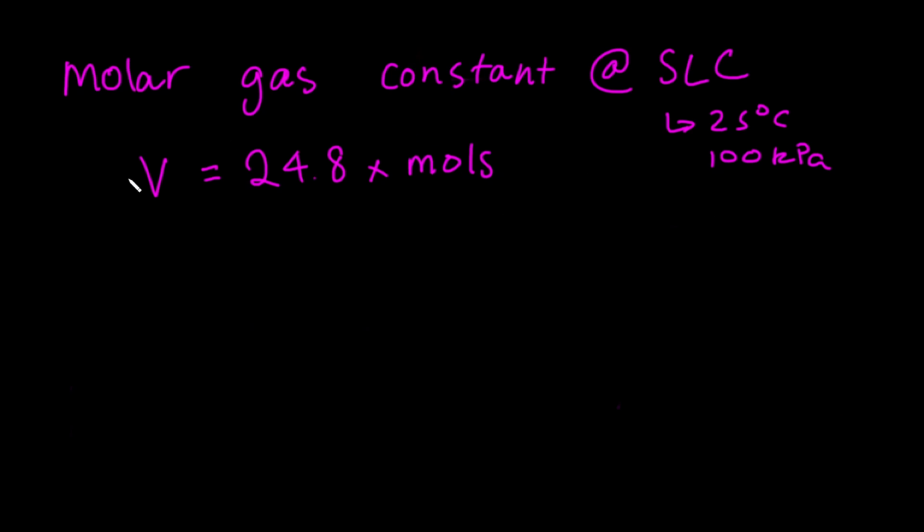So you can use this as a shortcut when you know that a gas is at SLC, usually the question will tell you, rather than putting all the values of SLC into PV equals nRT, to just use this 24.8 number to convert between moles and volume. Now that we've discussed all the tools and concepts necessary, we're going to go through an example calculation.